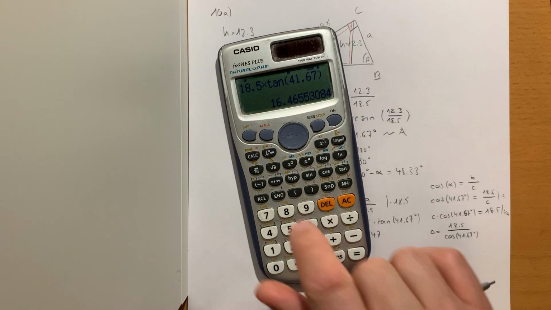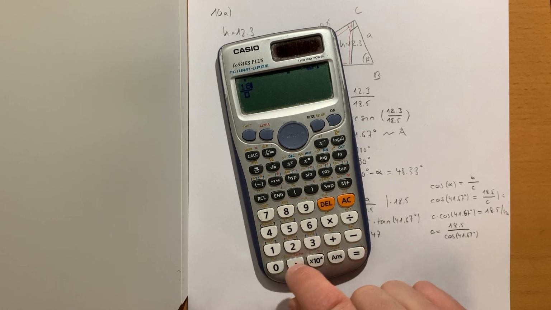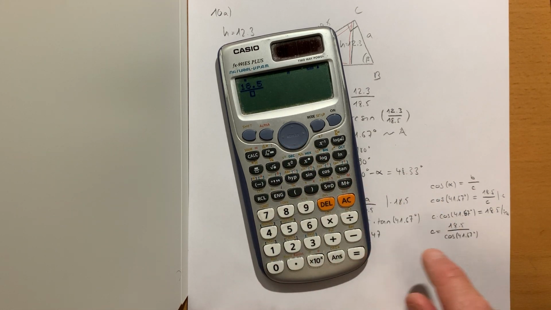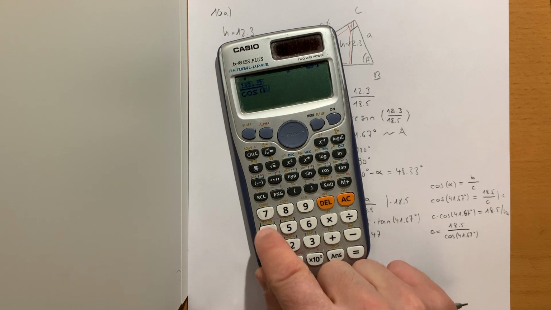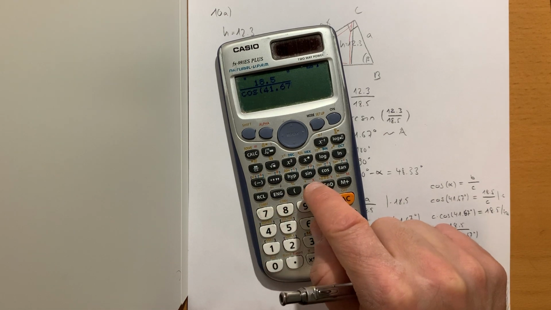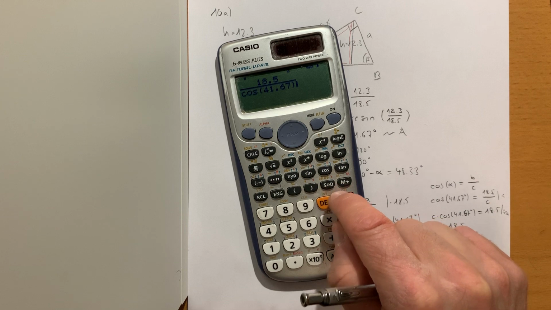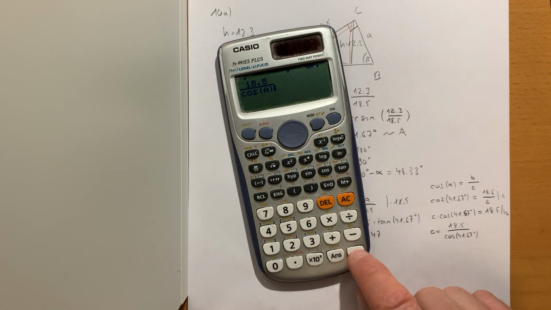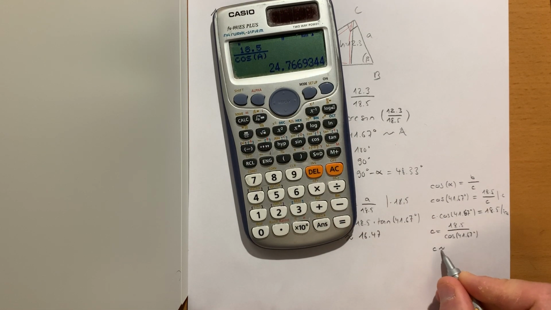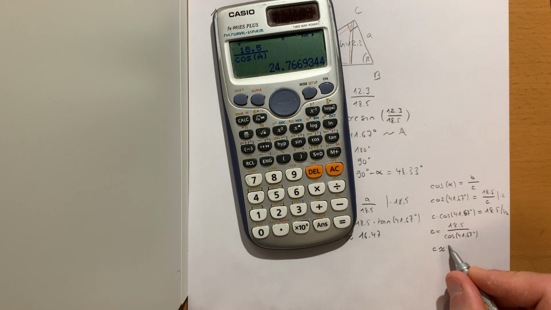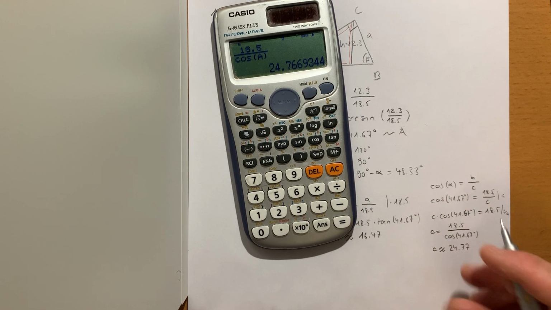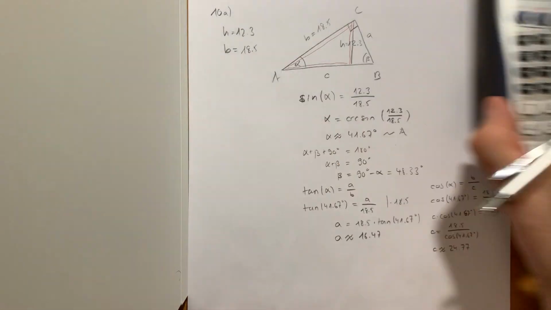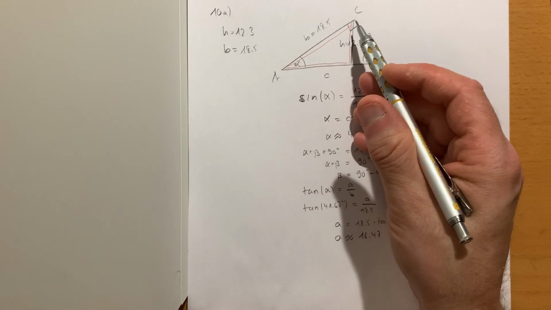So let's type this in. This is 18.5 divided by cosine 41.67. Let's use the value we stored here like this. And now we get C is equal to 24.77 units of length. As I said, you could have done it with a squared plus b squared is equal to c squared.